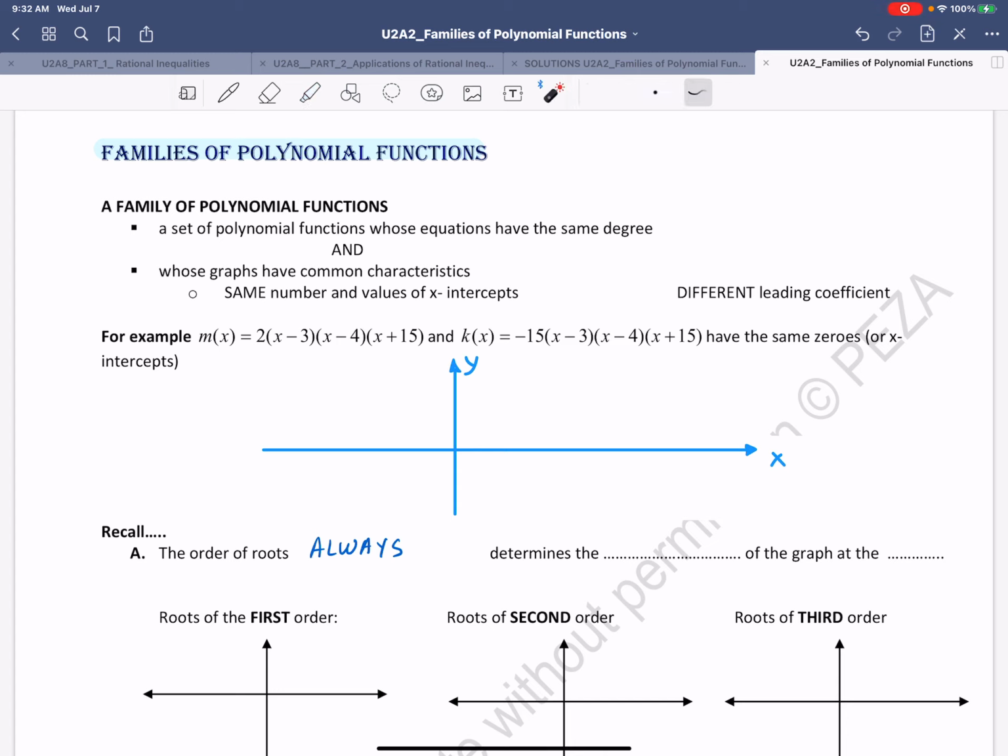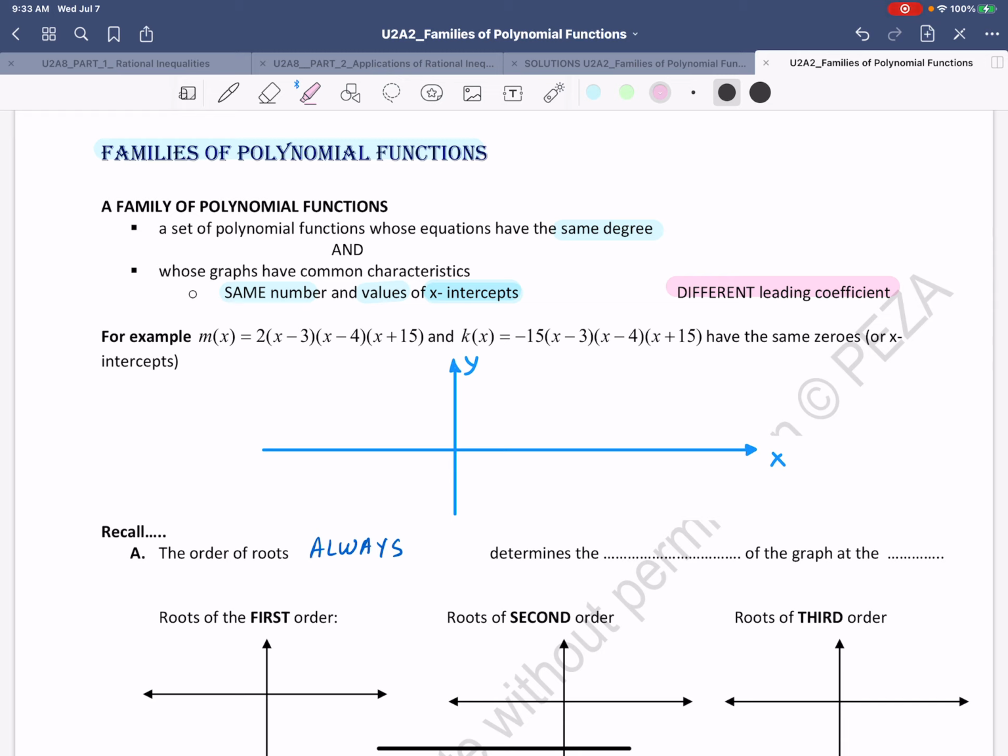Recall again that a family of polynomial functions is made of a set of polynomial functions whose equations have the same degree and whose graphs have same or common characteristics such as same number of x-intercepts and same values of x-intercepts. In a family of polynomial functions, the equations may have different leading coefficient. So what does a family of polynomial functions look like algebraically and graphically?